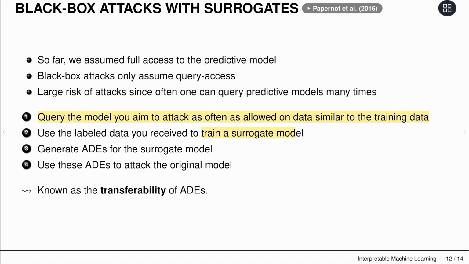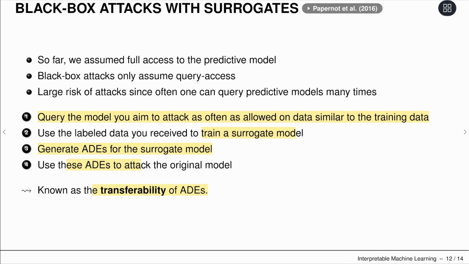And then you generate ADEs for the surrogate model in the hope that the surrogate model is accurate enough with respect to the underlying machine learning model you'd like to attack. And then you, of course, simply use that to directly attack the original models. And of course, you can have a feedback loop in case it was not successful at the beginning, trying to improve over time. And that's actually known as transferability of ADEs.